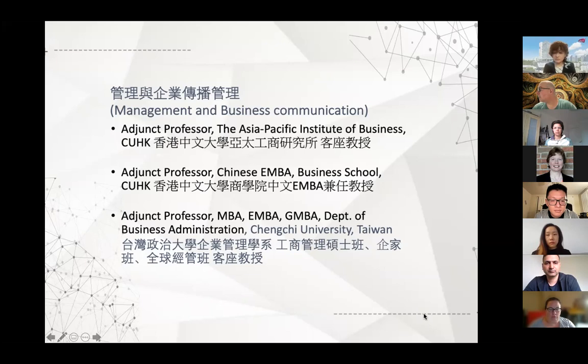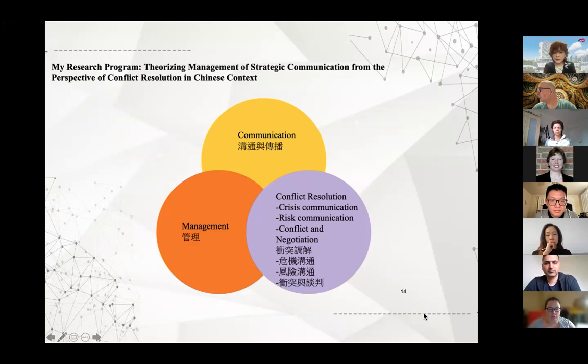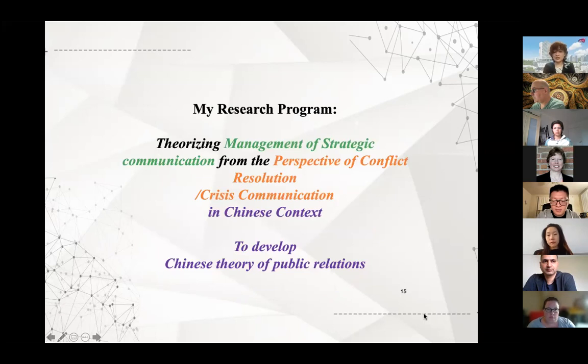This diagram depicts my research and teaching areas, which combine three components: communication, management, and conflict resolution and negotiation. I would position my research and teaching as interdisciplinary to some extent. I would describe my research program as theorizing management of strategic communication from the perspective of conflict resolution in Chinese societies or Chinese contexts.